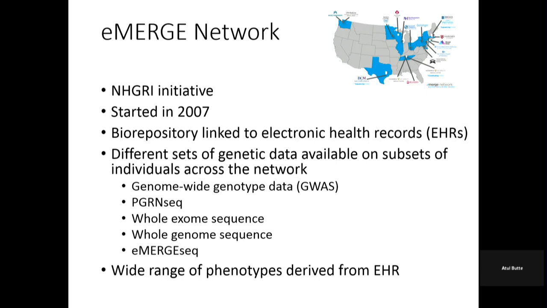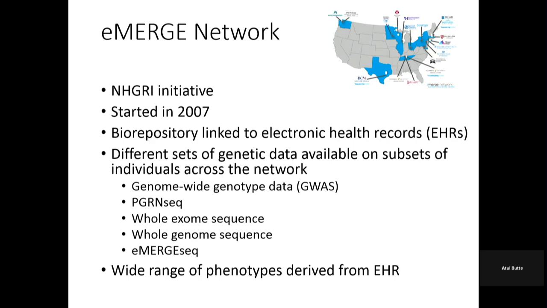Most have genome-wide association data. Some have pharmacogenomic sequencing data, so it's a set of targeted pharmacogenomic genes. Some have whole exome and whole genome sequencing. And in this round, we have a panel called eMERGE-seq, which is targeted sequencing of the ACMG, the American College of Medical Genetics, genes that are known to be predictive of Mendelian disorders, and then a bunch of other genes that the sites threw on, and a huge range of phenotypes.